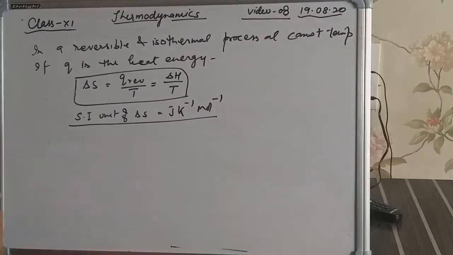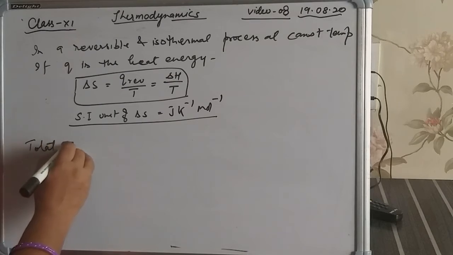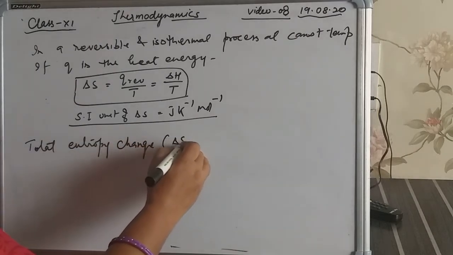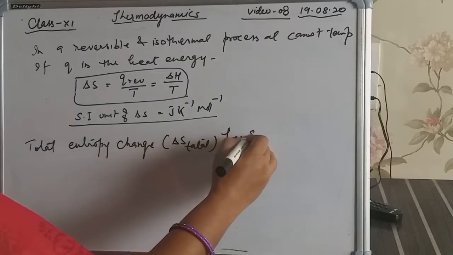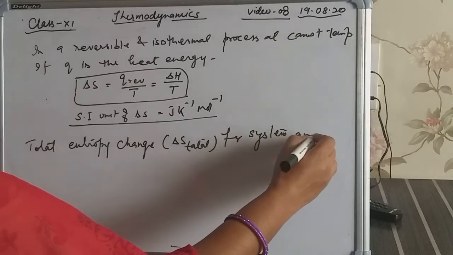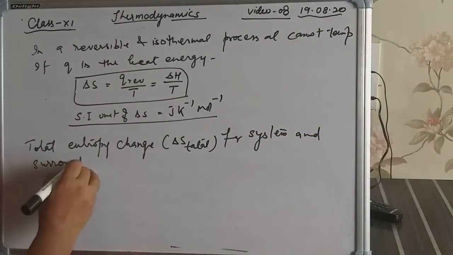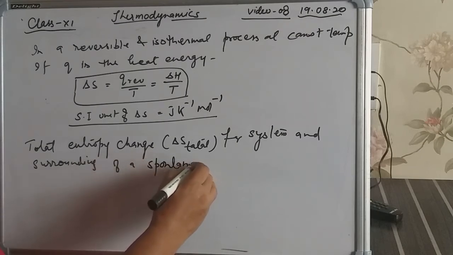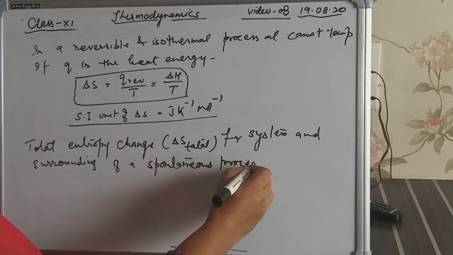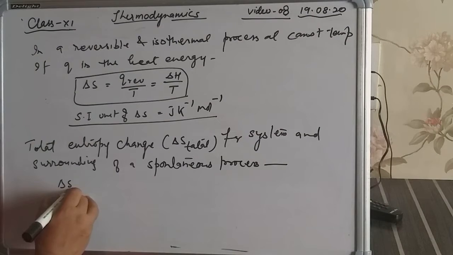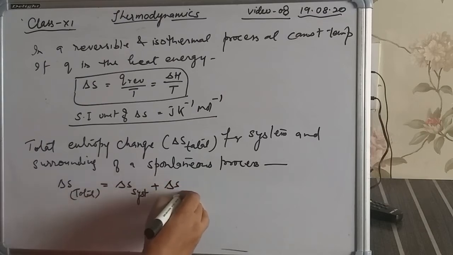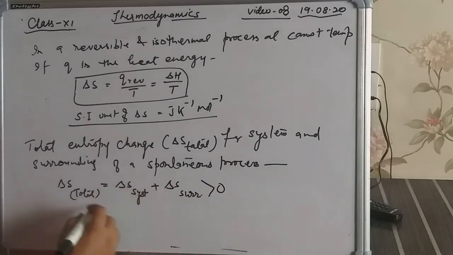So total entropy change, for the system and surroundings of a spontaneous process, becomes delta S total equal to change in entropy of system plus change in entropy of surroundings is greater than 0.